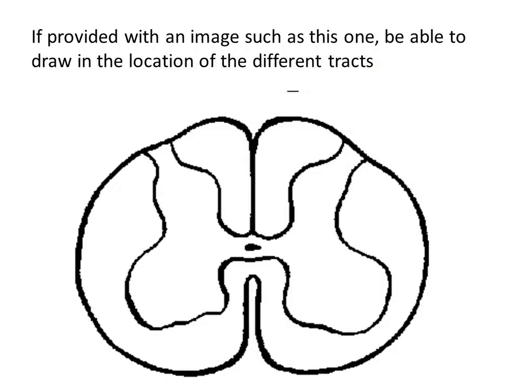So if I were to give you an image like this, just a cartoon representation of a spinal cord, I would want you to be able to draw in the tracts that we just talked about. The dorsal column, its two parts, the fasciculus gracilis and fasciculus cuneatus, the posterior spinocerebellar tract, and the spinothalamic tract, making up our anterolateral system.